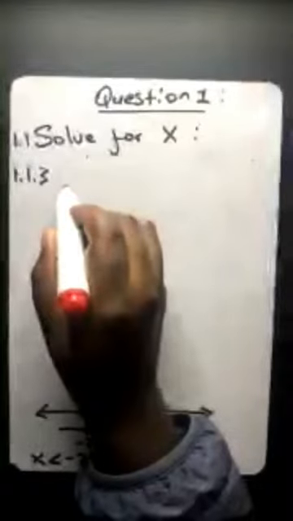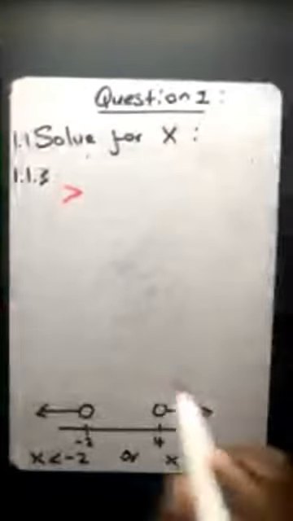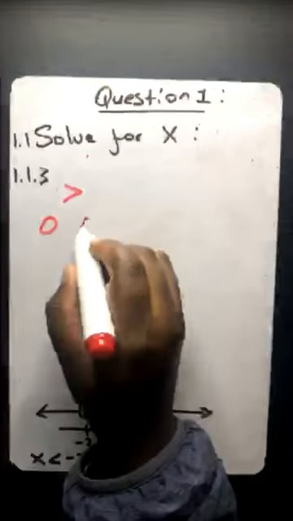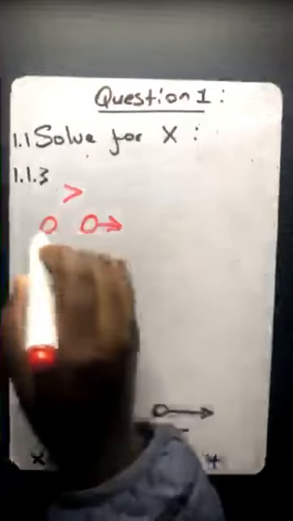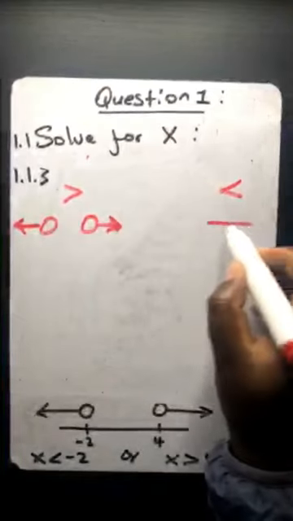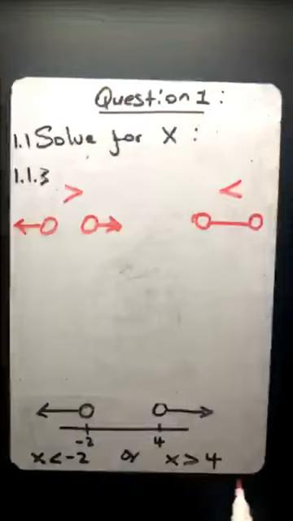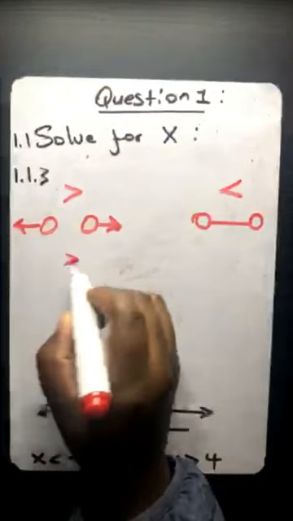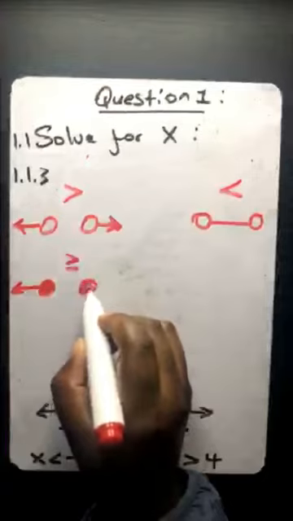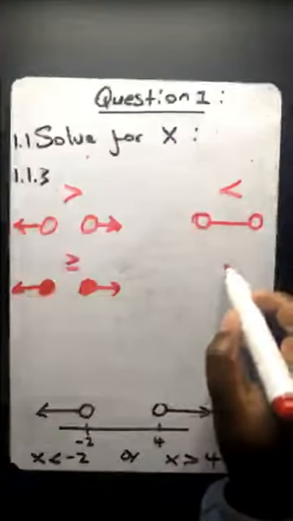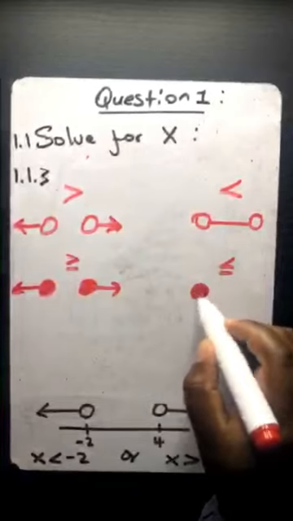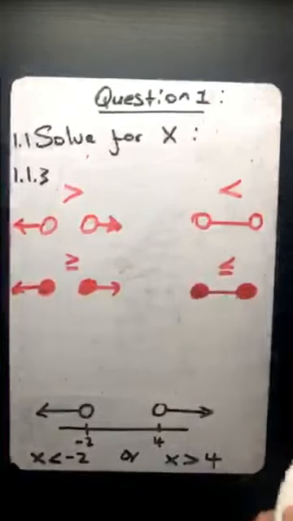If you are having a greater than, then you have arrows which are not shaded and pointing outwards. But if you are having less than, you have that with arrows which are not shaded also. If you have greater than or equal to, it is the circle but shaded, and then you have the outwards arrows. If it's less than or equal to, you just add that equals to, then you are having that which is shaded.